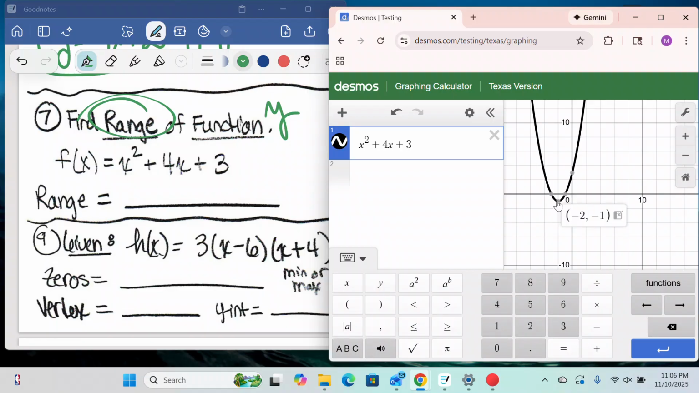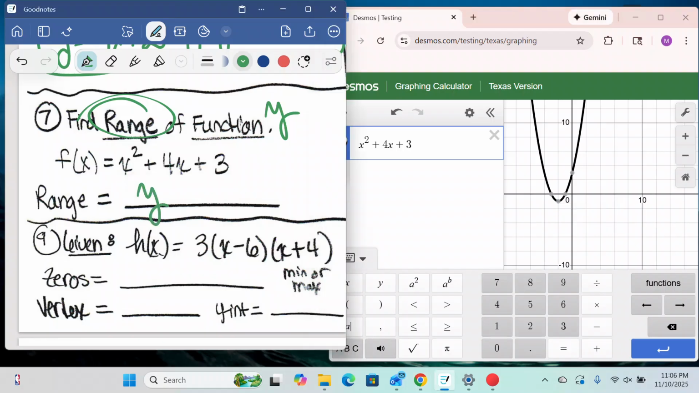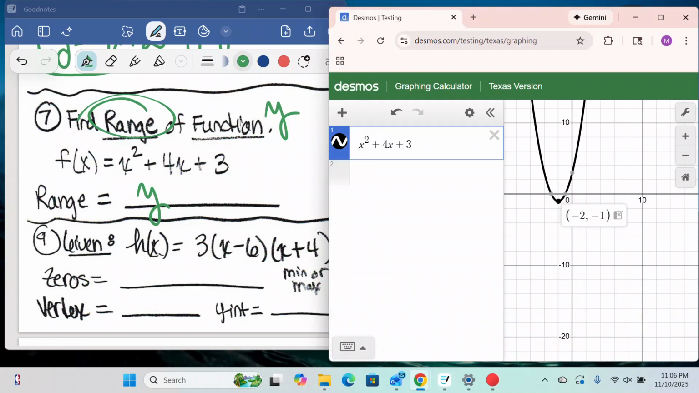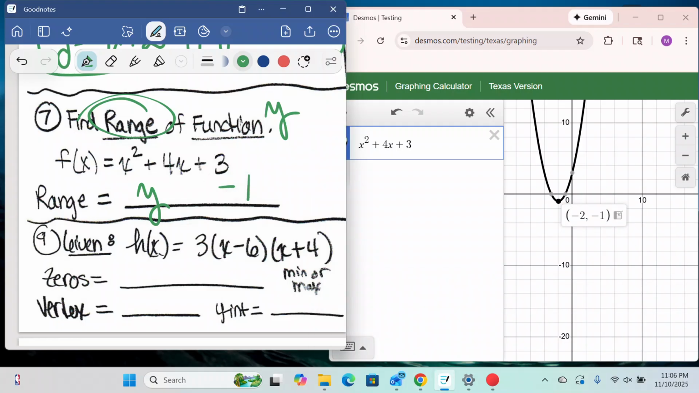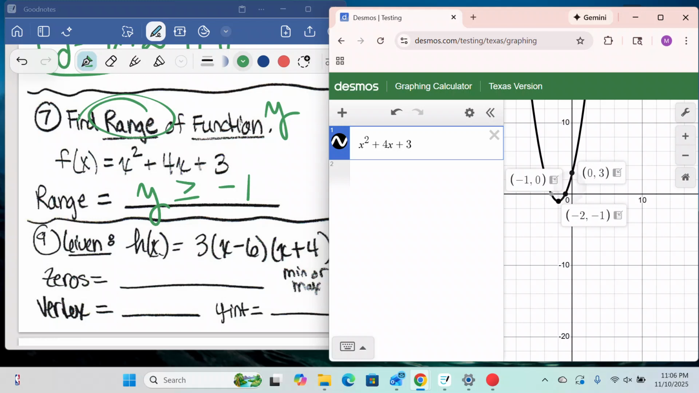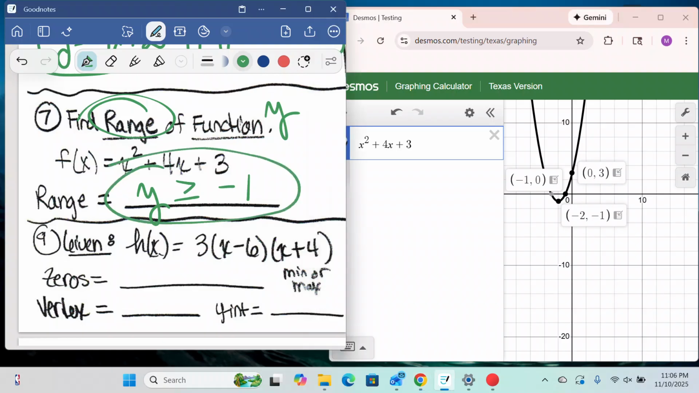So here it is. My y value of the vertex is negative 1. I know it's y is something less than or equal to, or greater than or equal to. And now I've got to figure it out. All my y values are above negative 1. So it's going to be y is greater than or equal to negative 1. Because it can be 3. It can be any of those points, but it can't be lower than negative 1. So the answer, my range is y is greater than or equal to negative 1.